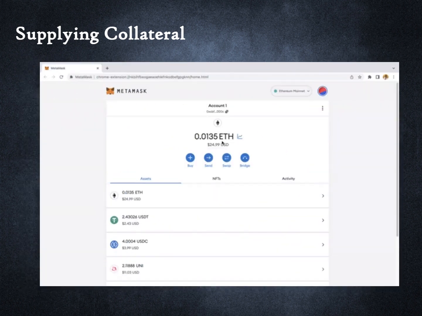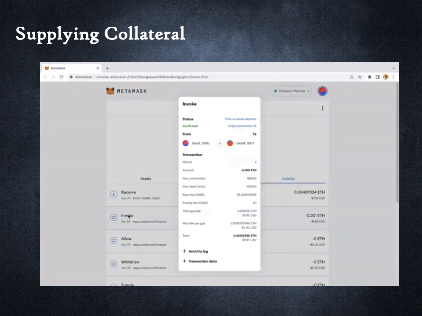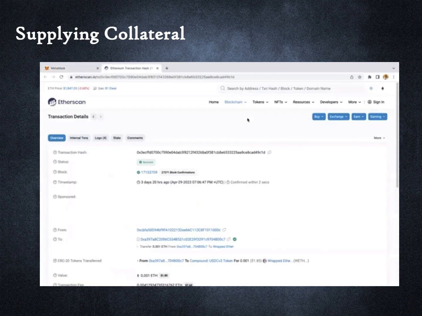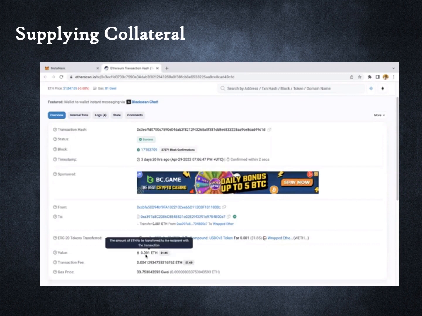We will now research the supply collateral transaction on Etherscan. I am on my MetaMask wallet app. I click on the Activity tab. I pull up the invoked transaction. This transaction represents the submission of collateral. Then I view the transaction on a block explorer. This pulls up Etherscan. We can see that the transaction was initiated from my address whose private key is held in MetaMask. The destination address is a Compound smart contract address. A total value of 0.001 was transferred from my address to the Compound smart contract address.